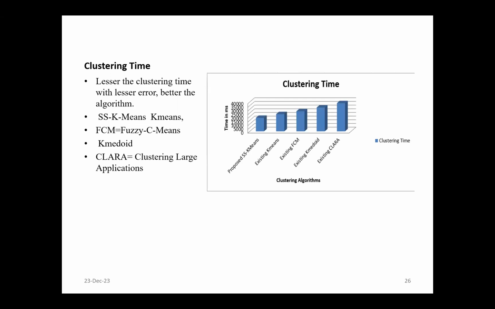Then we try to find out the performance of our clustering method by using clustering time metrics. The lesser the clustering time with lesser error, the better the algorithm. SSK means is then compared with other clustering algorithms, that is fuzzy C-means and clustering large applications. We found that the time taken by SSK means is less. So for every stage, we have tried to use the best algorithm for that purpose. For clustering, we use this proposed SSK means algorithm.